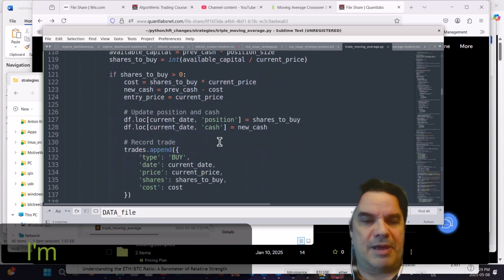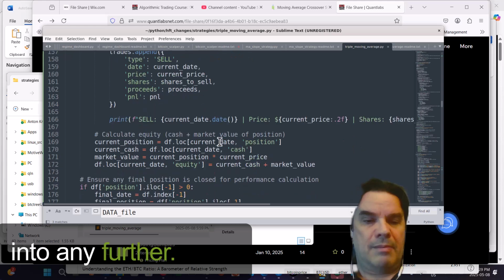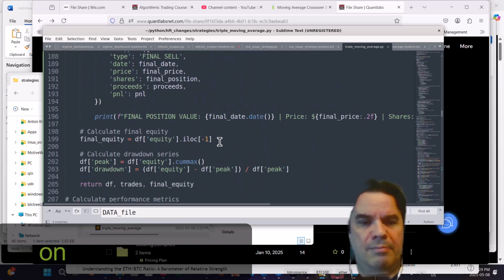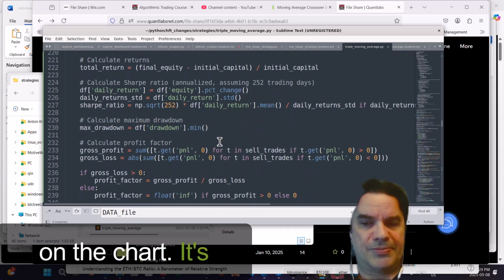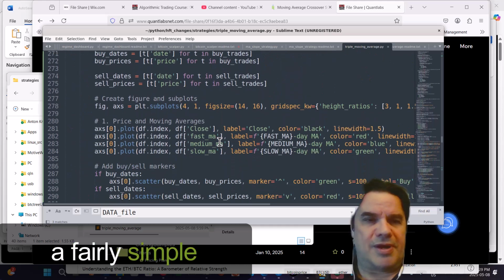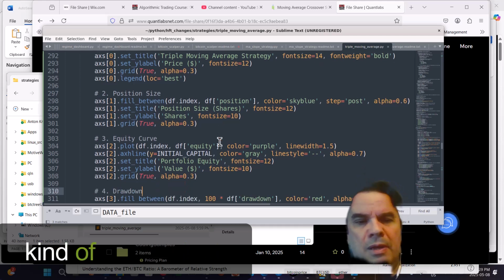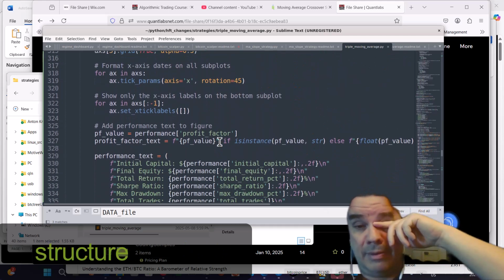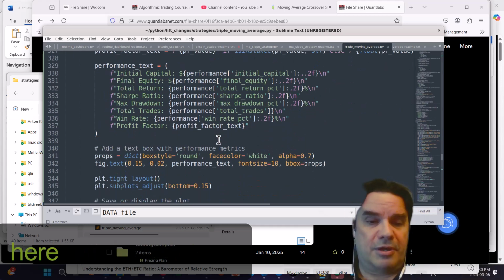I'm not going to go into it any further, but it will generate a report of two CSVs as shown, plus a chart. It's a fairly simple strategy, but it just gives you a general working structure on how everything works in this strategy.